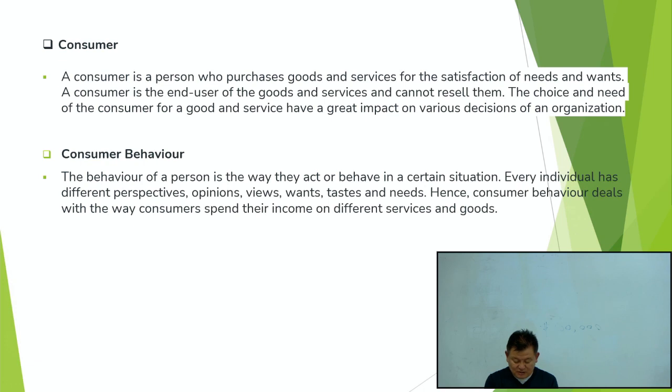The consumer goods are two types: durable and non-durable goods. Durable goods are those consumer goods that have a lifespan of more than 3 years. This is for durable goods. For example, television, refrigerator, washing machine, etc.